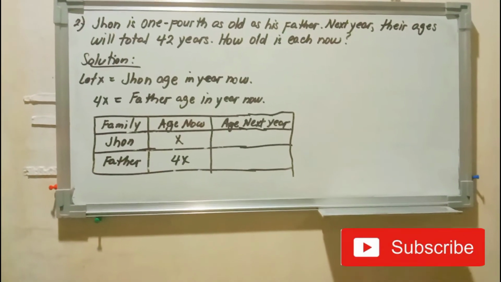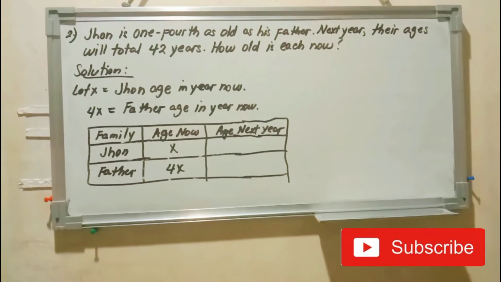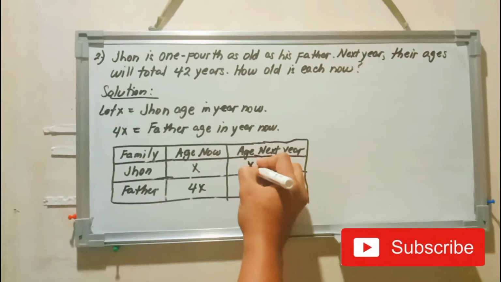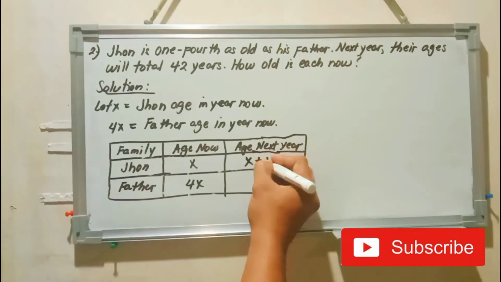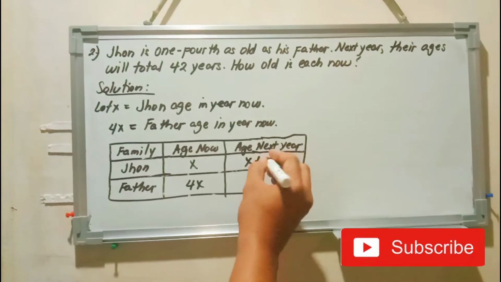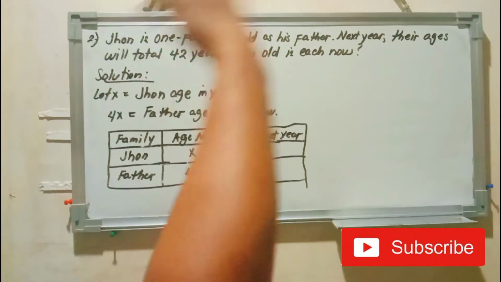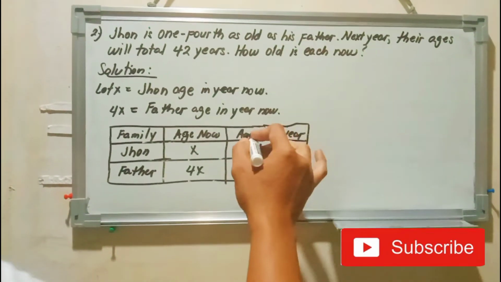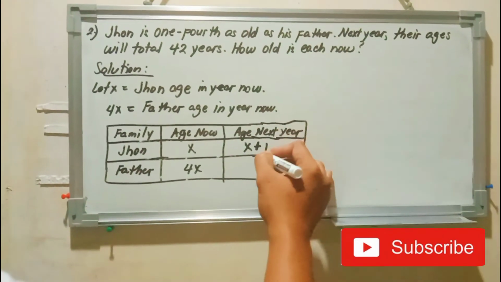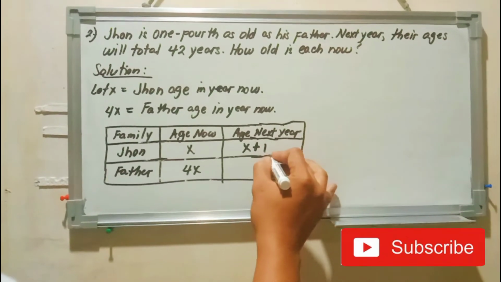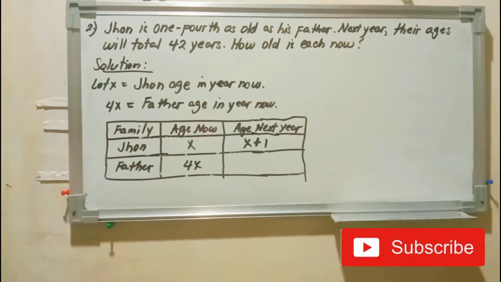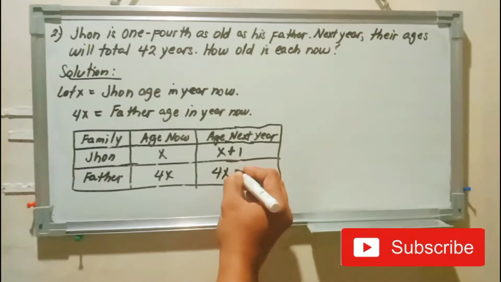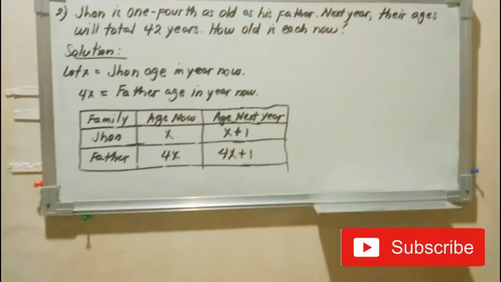What will be the age next year for John? It will be x plus 1. Why 1? Because they are talking about next year, so we will add only 1, since it is mentioned age next year. And the father is 4x plus 1.